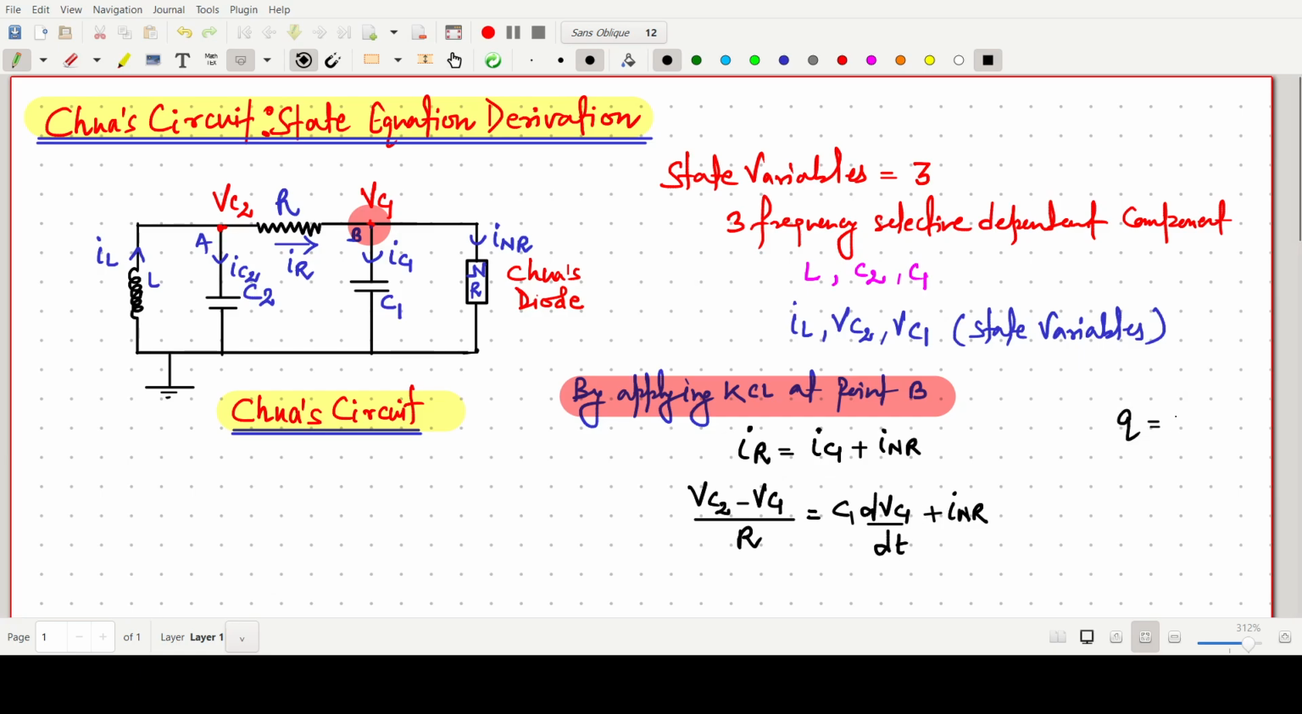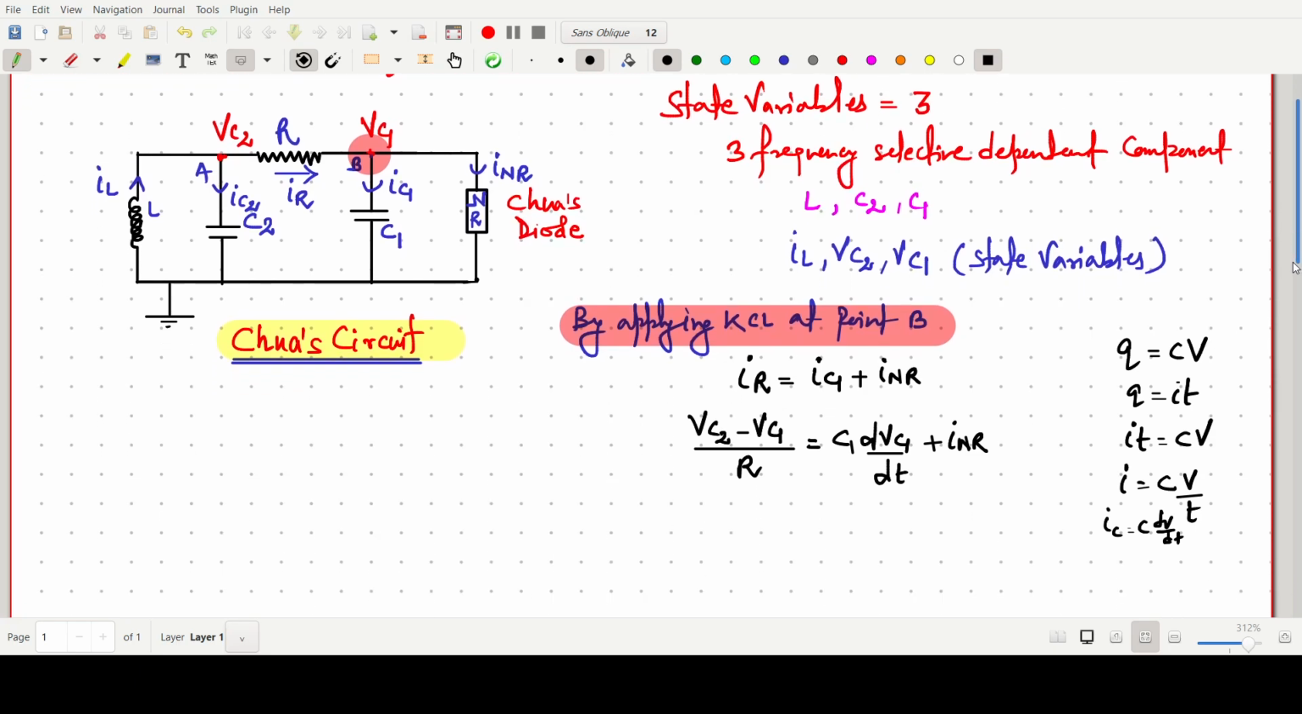How to remember this one? Q equals CV, Q equals IT. So IT equals CV, and I equals CV by T. Here IC can be written as C dV by dt. So IC equals C dV by dt. You can also remember it like that. This is the first equation we are writing.